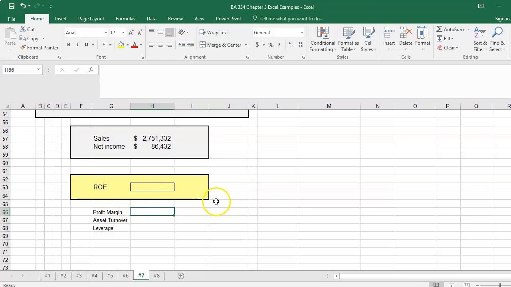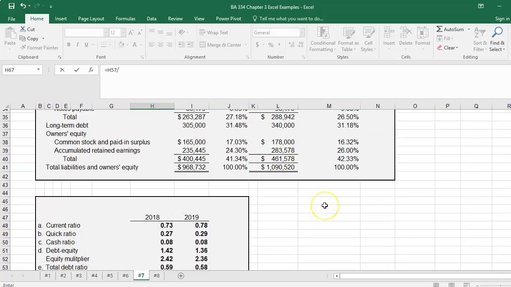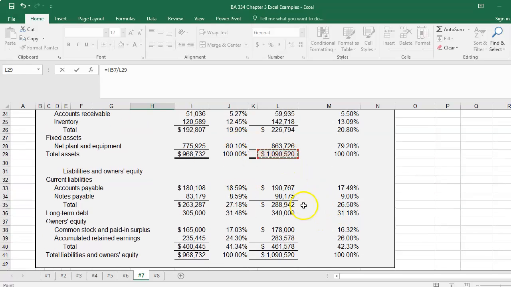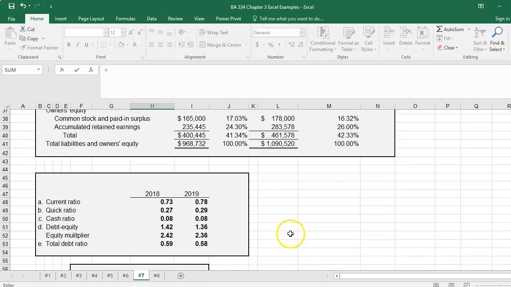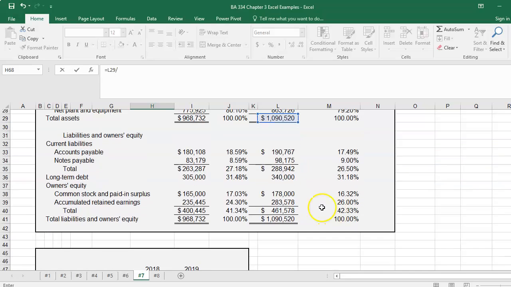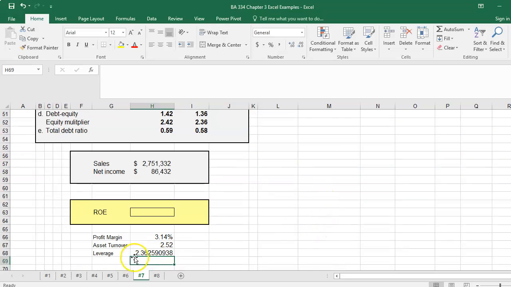Profit margin is net income divided by sales. Asset turnover is sales divided by total assets. So we're calculating for 2019, so we need to make sure we grab 2019 total assets. And the equity multiplier, or leverage amount, which is total assets divided by total equity.